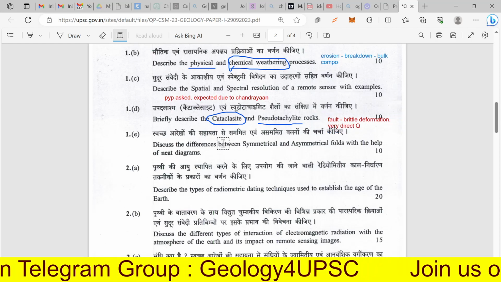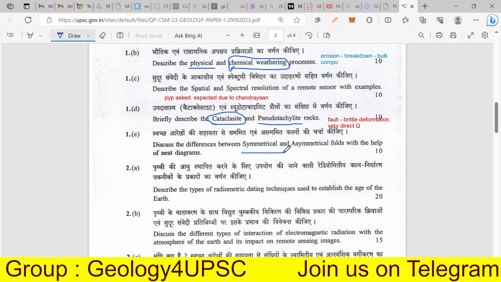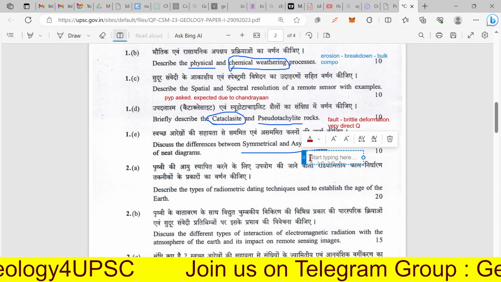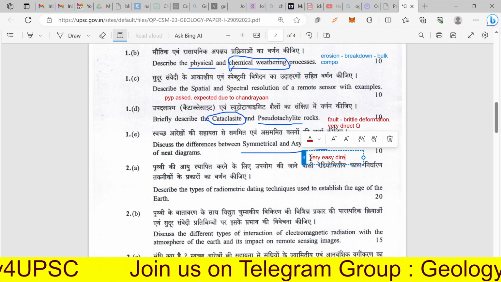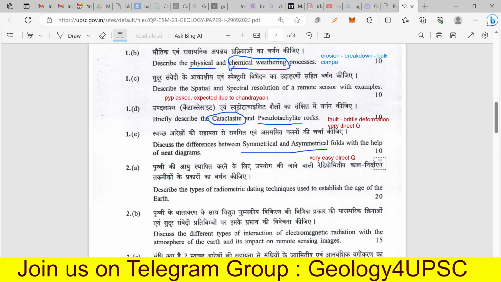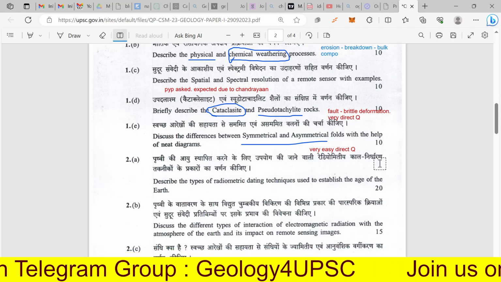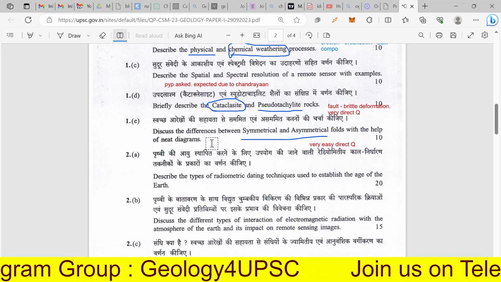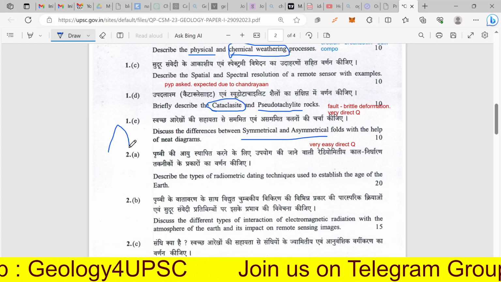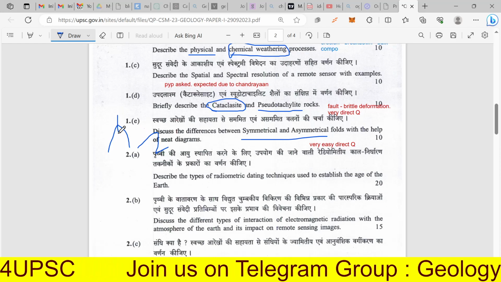Fourthly, questions on fold, symmetrical and asymmetric. The basic difference is that in asymmetric, the involvement of coaxial folding is more. Coaxial means that the amount of folding will occur in the limbs, which will not give a mirror image to each other when we use the axial plane as a divide.